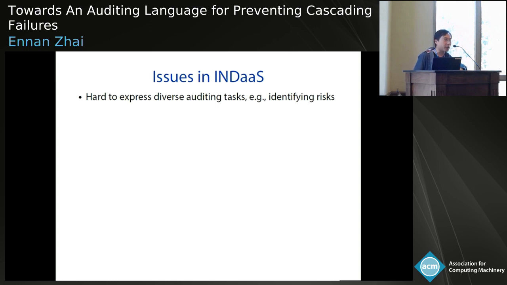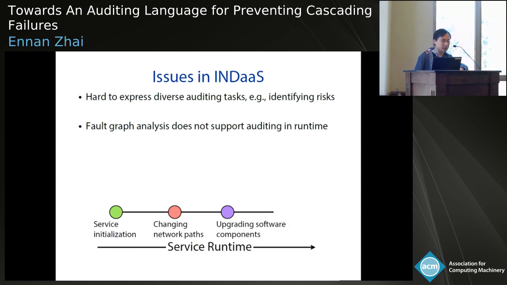There are several problems in the Indus system. First, it's hard to express diverse auditing tasks using Indus. For example, administrators may want to identify the potential cascading failure risks. Second, the fault graph analysis approach in Indus is time-consuming. So administrators may want auditing support at runtime. For example, during the service runtime, administrators may change network paths or upgrade software.